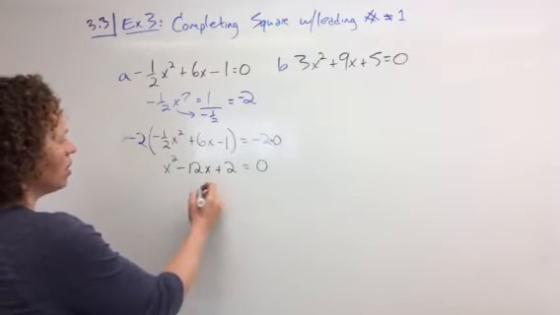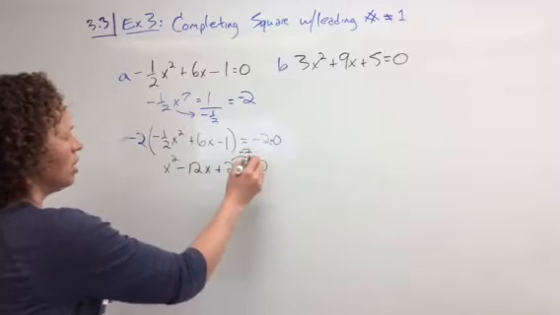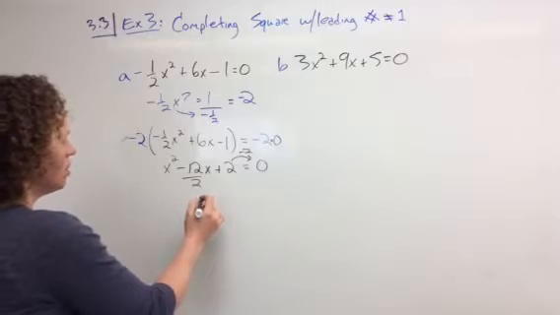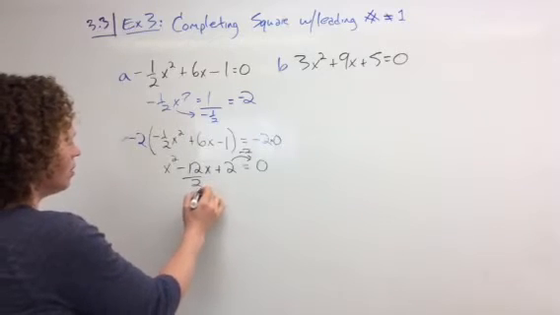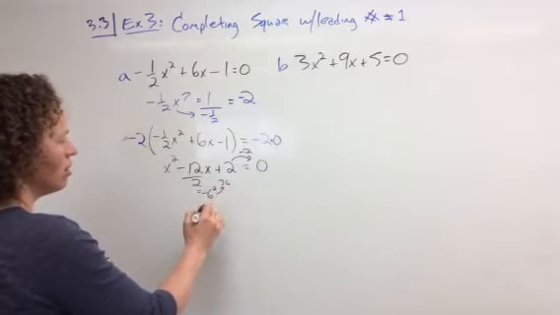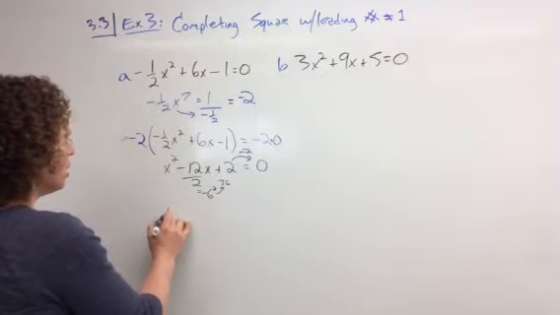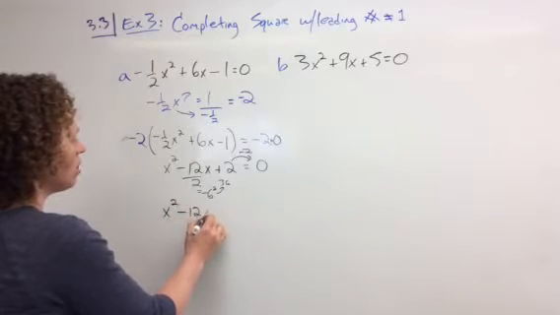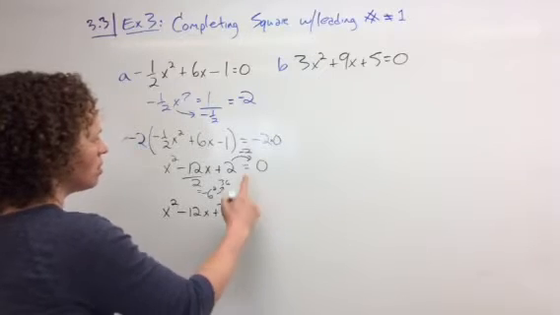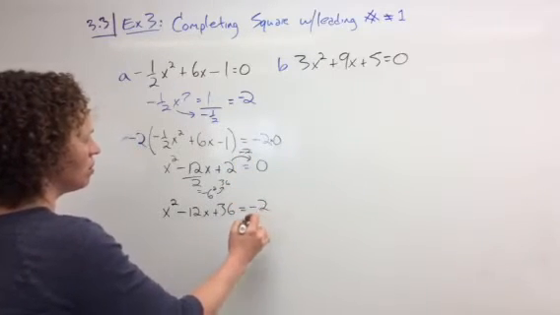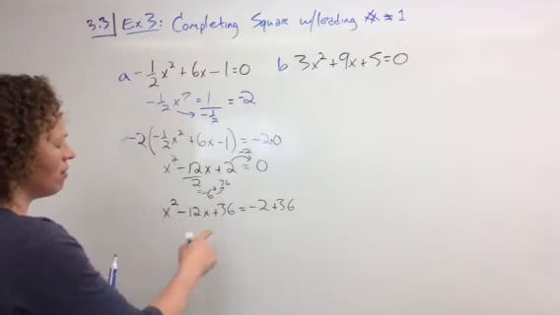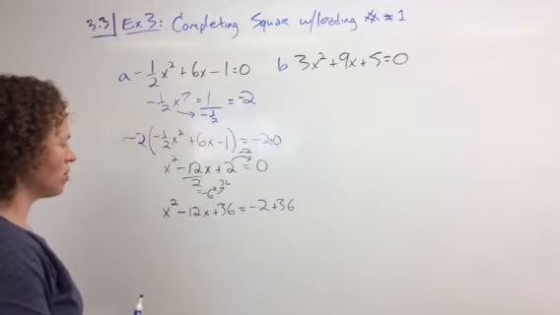I go, okay, well, I got to move this over here to become a negative 2, and I'm going to cut this in half. So this is going to be negative 6. I'm going to square it, and 36 is going to go there. So what I end up writing out is that x squared minus 12x plus 36 is equal to my negative 2 that I moved over plus 36, because that's the number I had to create in order to have my perfect square.